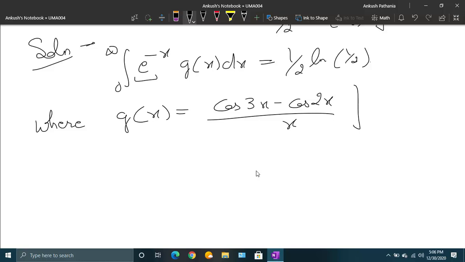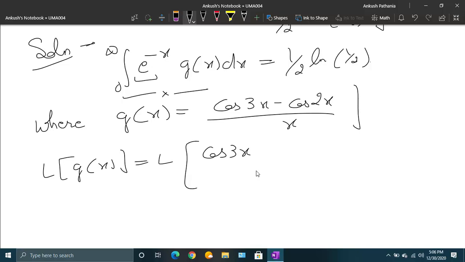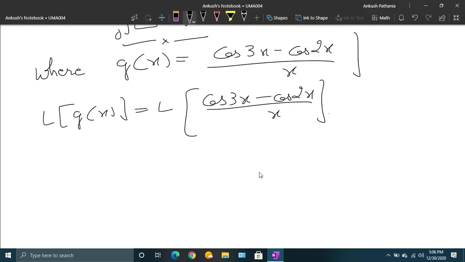So where g(x) is this one. First I need to find the Laplace of this g(x). Only then will I be able to find this integral using the definition. So let me first start with the Laplace of g(x), because we have to first find it, and this Laplace of g(x), you can see, is of the form f(x) upon x, property number 3, f(x) divided by x.